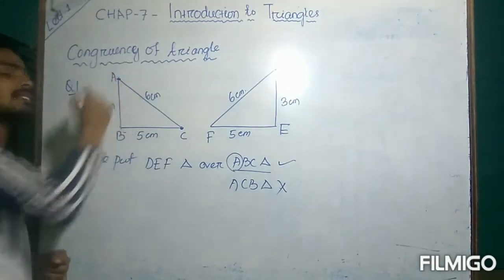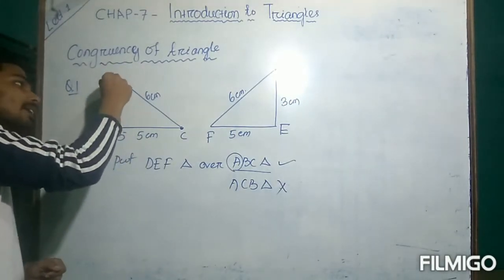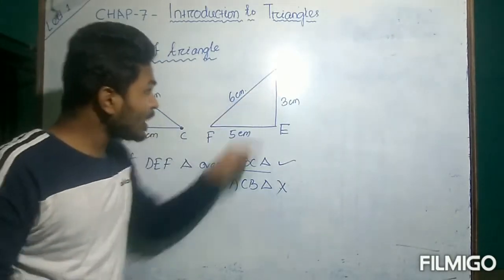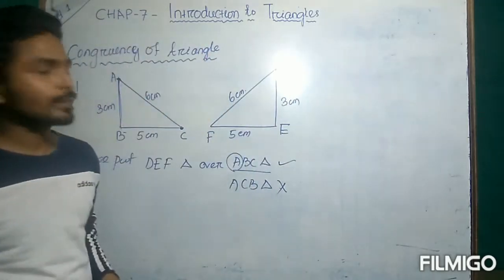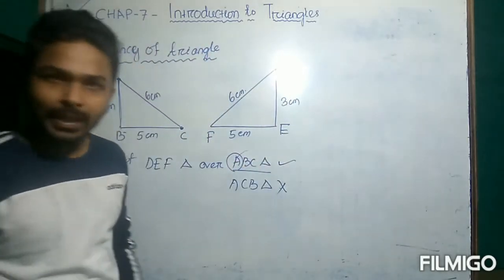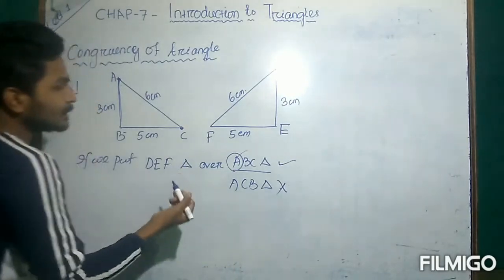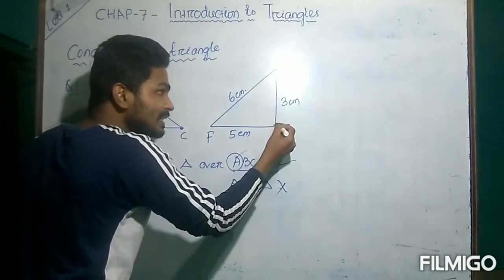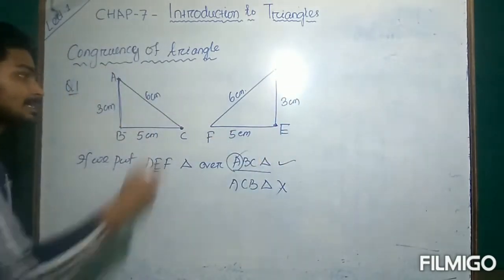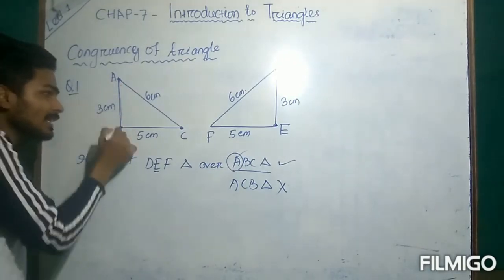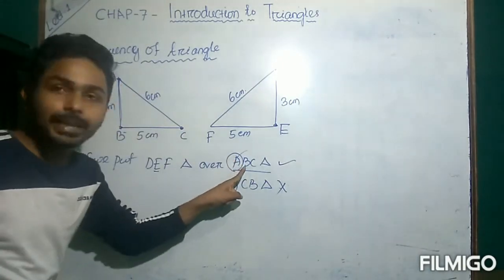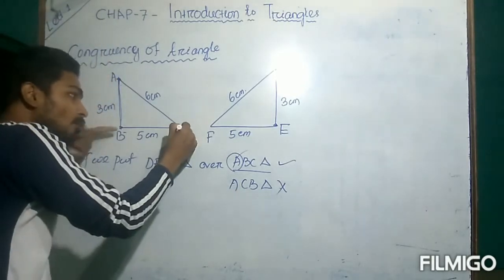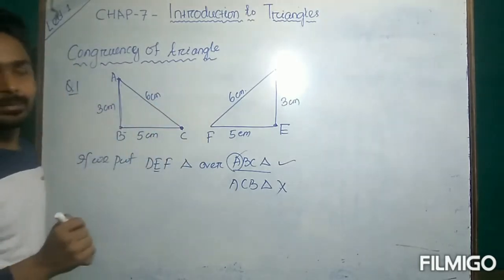See, this is the vertex where this side 3 centimeter and 6 centimeter meet. Similarly, here is a point where 3 centimeter and 6 centimeter meet. So I first write A. Then here I write E. E is a point where this 3 centimeter and 5 centimeter meet. Similarly, B is a point where 3 and 5 meet. That is why I write B, not C. I can't write C because C is the vertex where 5 and 6 centimeter meet.